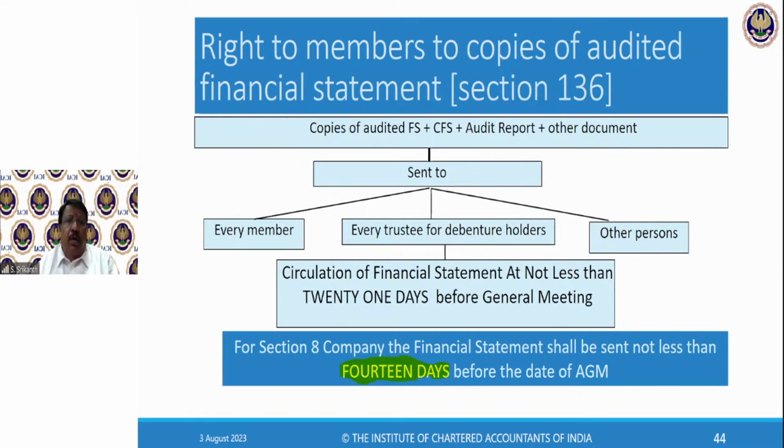So, this is for information. Section 8 company, the financial statement shall be sent not less than 14 days before the date of AGM. In the same way, you will find the AGM notice can also be given 14 days before. You remember when we studied incorporation, one of the exemptions available to a Section 8 company was that the AGM notice can be sent 14 days, not 21 days. Same way, the financial statement can also be sent not less than 14 days before the date of AGM. Right?